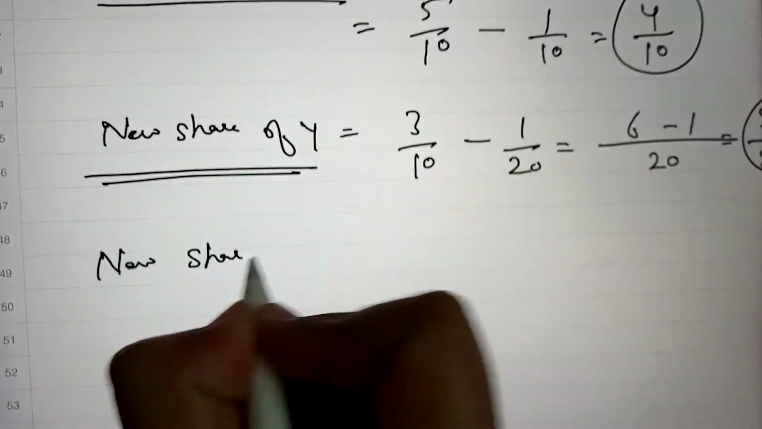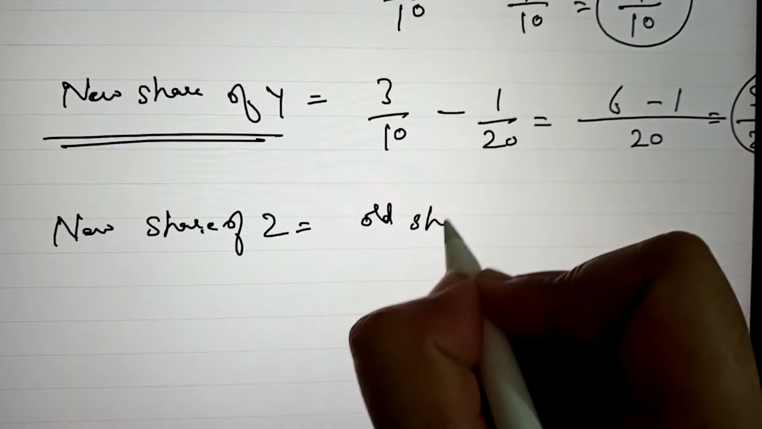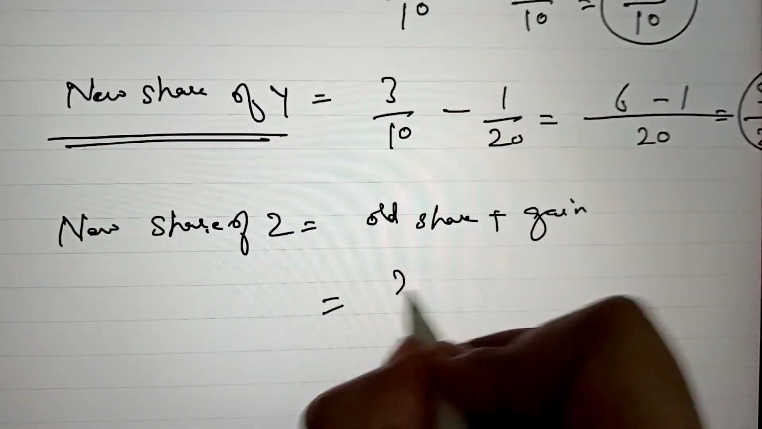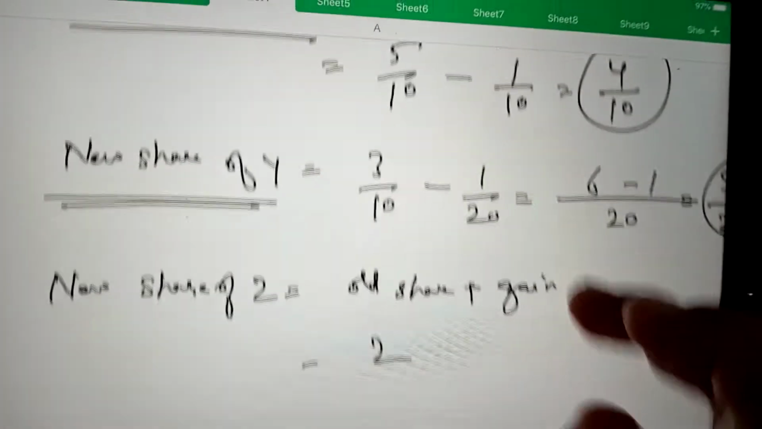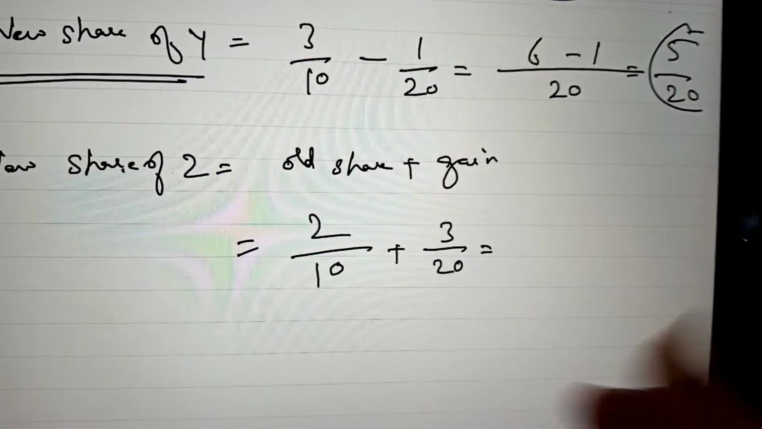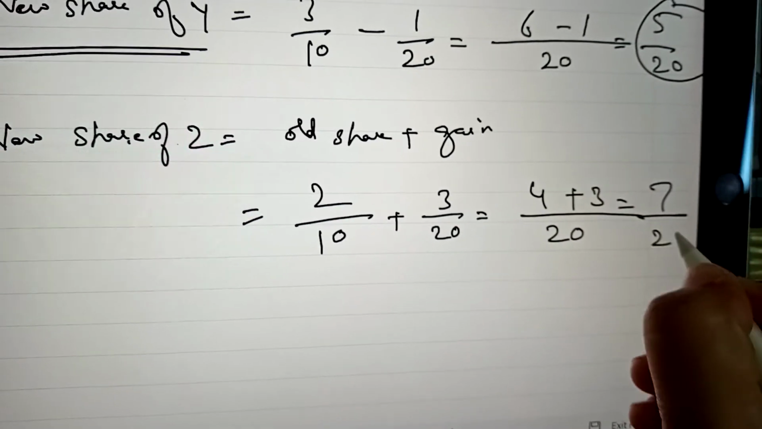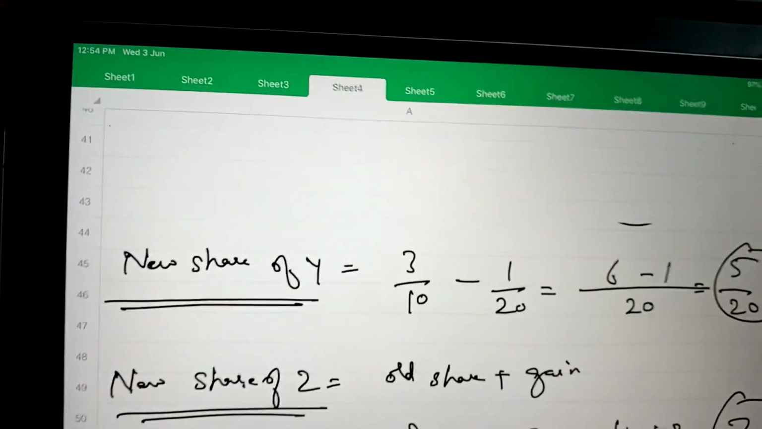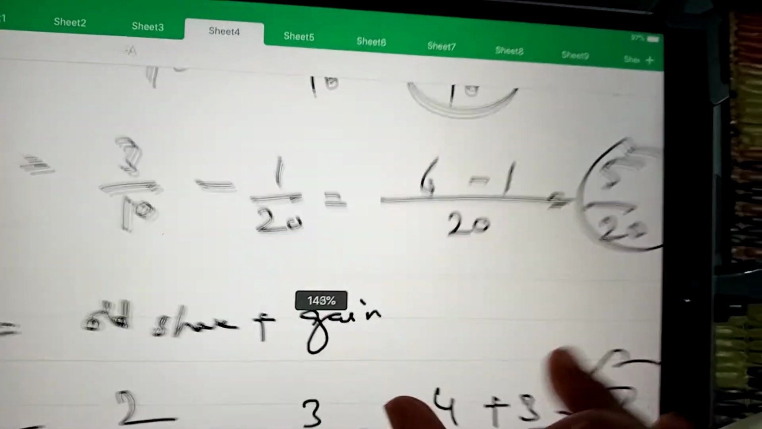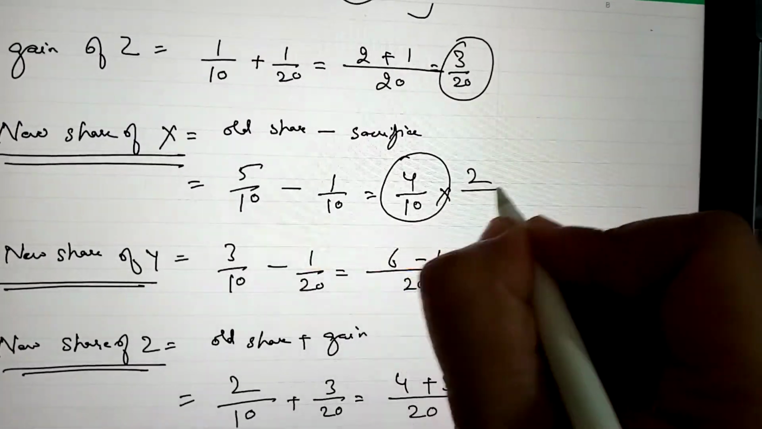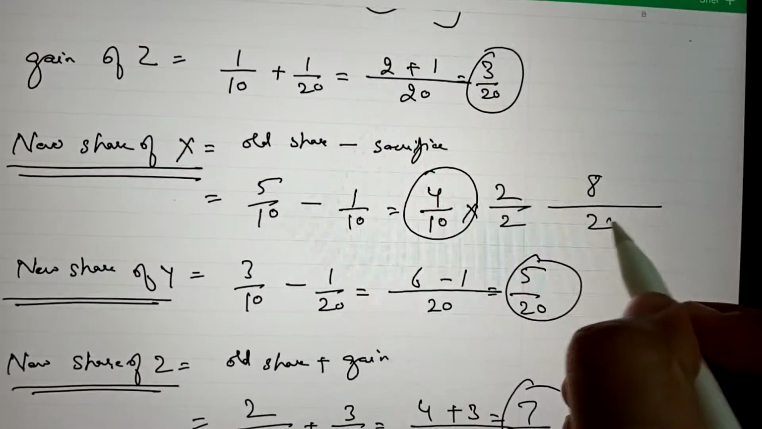And new share of Z is equal to, because he has acquired the share, old share plus gain. His old share is 2/10 and his gain we have calculated is 3/20. So the answer is 7/20 is the new share of Z. So here the new share of X is 4/10. It can also be multiplied with 2 because the denominator should be the same. 20 should be the denominator, so it is 8/20.